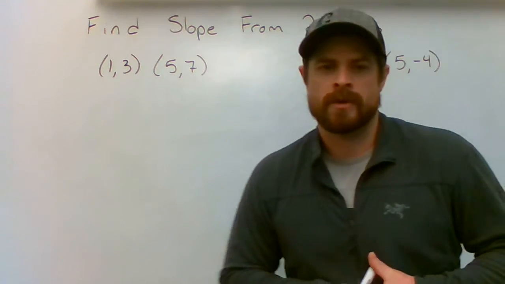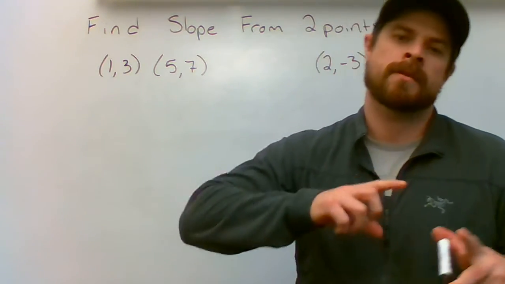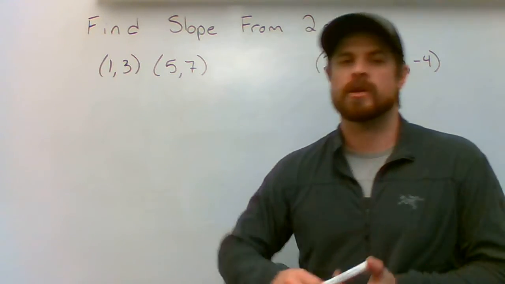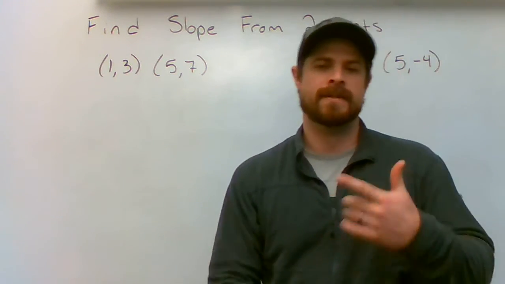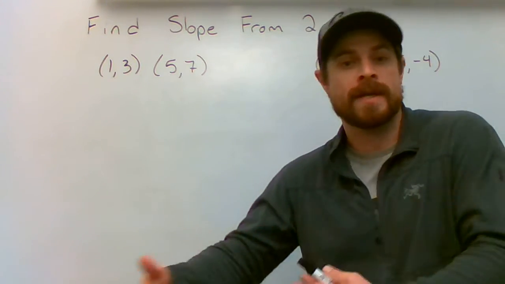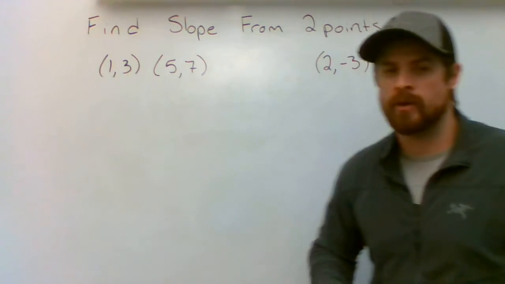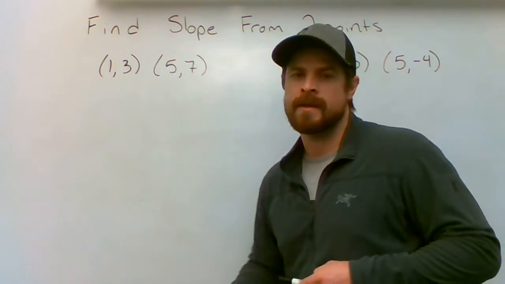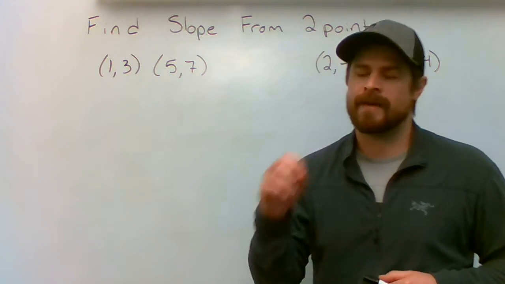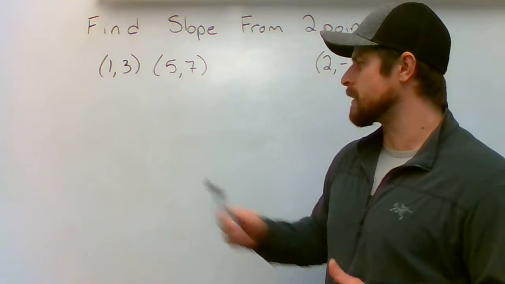All right, you're in the chapter where you're dealing with linear equations, something that has a constant rate of change. And you've been asked to find slope over and over again, whether it's in a table, on a graph, or given an equation. Here's a new scenario where we give you only 2 points and we ask you to determine the slope.